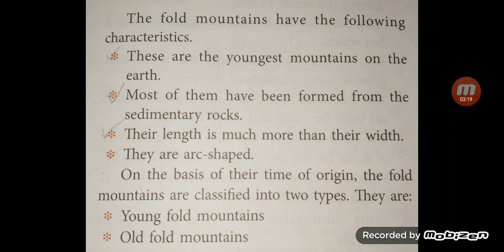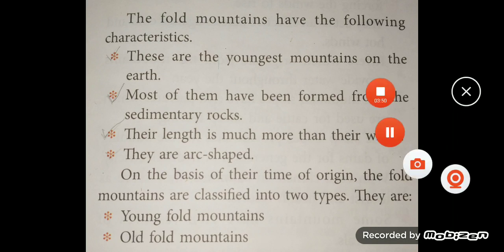Fold mountains are the youngest mountains on the earth. Most of them have been formed from the sedimentary rocks. Their length is much more than their width. They are arc shaped. On the basis of their time of origin, the fold mountains are classified into two types. They are young fold mountains and old fold mountains. So let's see what they are.